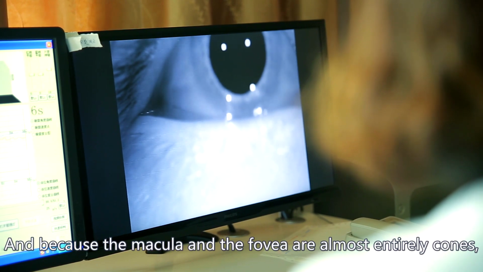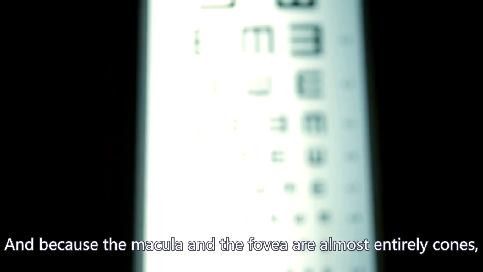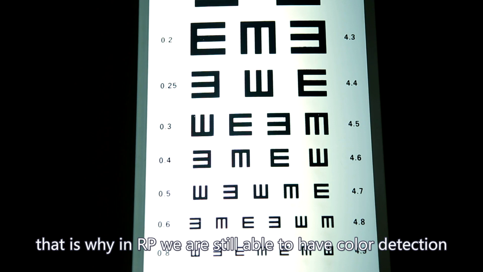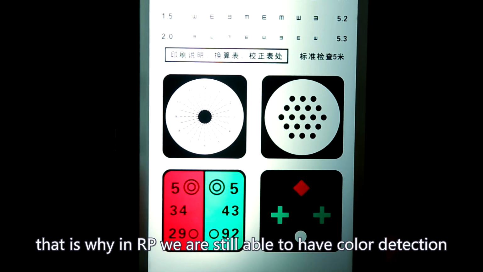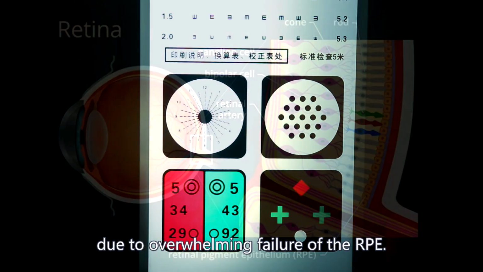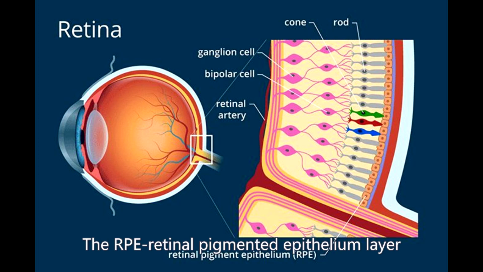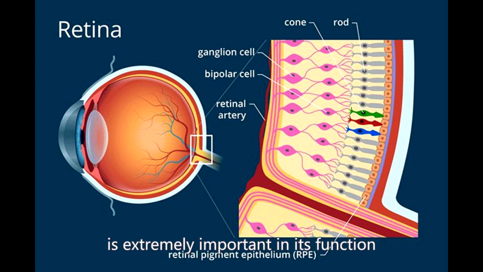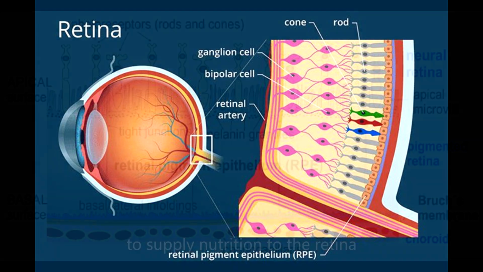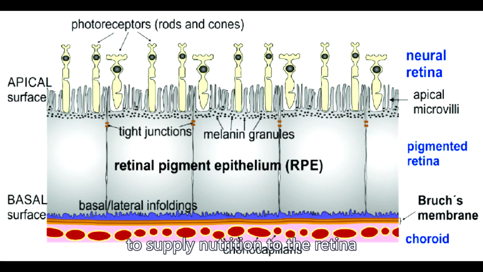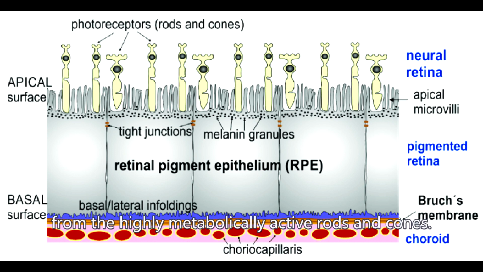And because the macula and the fovea are almost entirely cones, that is why in RP, we are still able to have color detection and somewhat preserved vision, until they are the last to fail due to overwhelming failure of the RPE. The RPE, retinal pigmented epithelium layer, is extremely important in its function to supply nutrition to the retina and carry away waste from the highly metabolically active rods and cones.